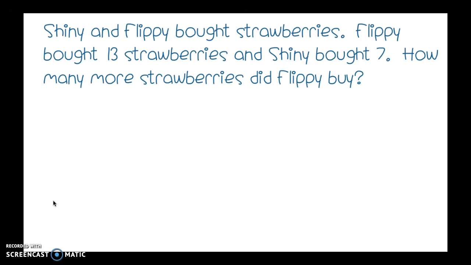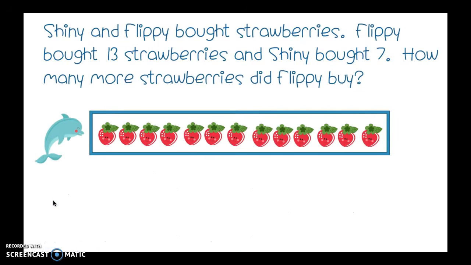Shiny and Flippy bought strawberries. Flippy bought 13 strawberries and Shiny bought 7. How many more strawberries did Flippy buy? Okay, since there's 2 people in here and we're comparing their numbers, we're going to be stacking our tape diagrams right above one another. First, we're going to start with the one who has the most. Flippy bought 13 strawberries. I'm going to go ahead and draw a picture of Flippy with those 13 strawberries.